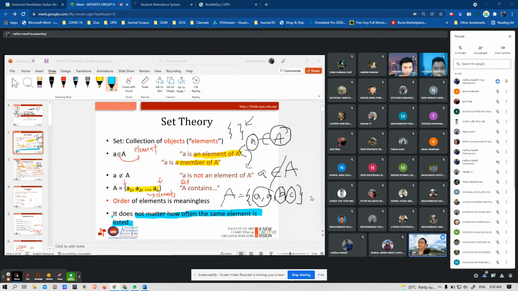Okay, for example, a group of players in a football team is a set. Sometimes it is called an element, sometimes it is called a member. You can have both definitions. But most importantly, it is a set, a collection of objects or a group of objects.